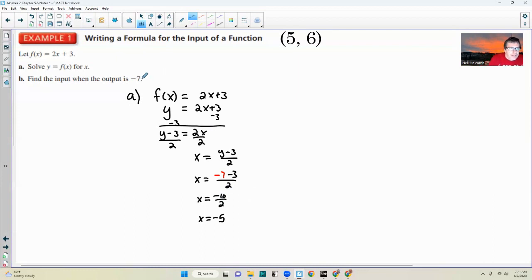Okay, so that's the example. Pretty simple. Let me recap. Rewrite the function. Substitute y in for f of x. Solve for x. And then plug in the output, which is y, to find what the input would have been. So now you should be able to do problem numbers 5 and 6 in the exercises.